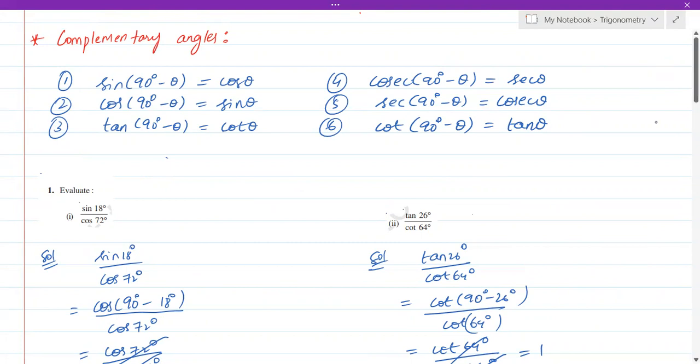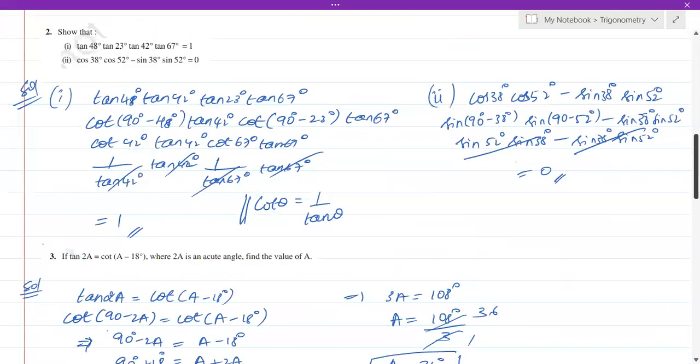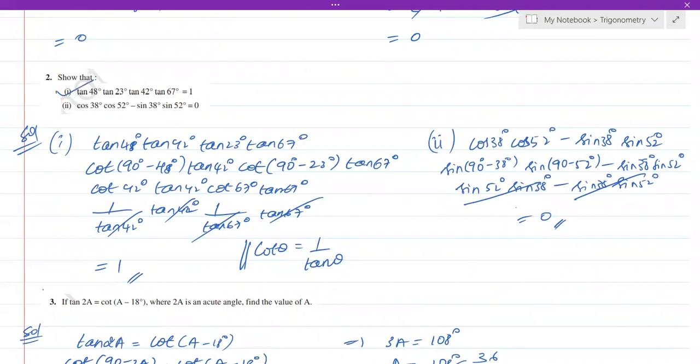In this, out of all these questions, the first sub-question of the second question is a very important one, so remember how to solve it. You have to first rearrange, that is, arrange according to their complementary pairs. So tan 48 and tan 42 are a pair, and tan 23 and tan 67 are a pair. In each pair, keep any one thing as it is and change the other. I've kept the second thing as it is and changed the first. Similarly, in the other pair, keep the second and change the first. So you get cot 42, tan 42, cot 67, tan 67.